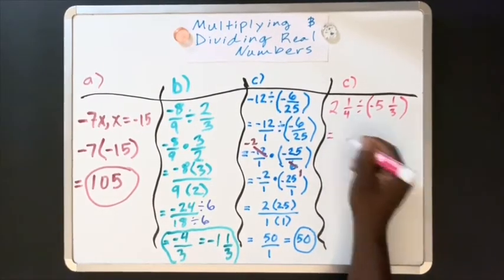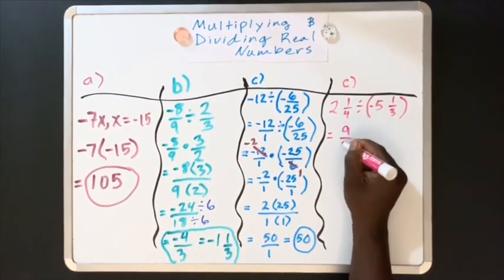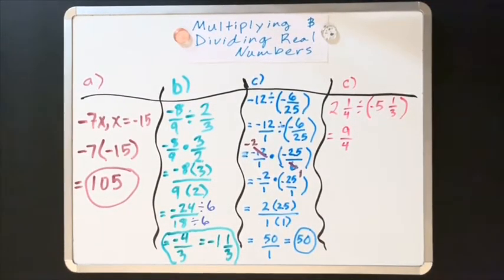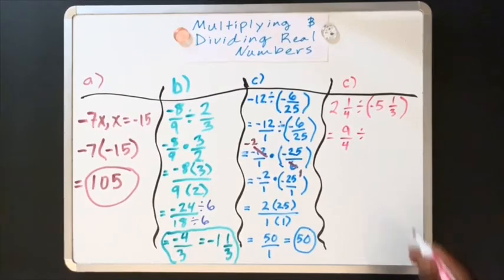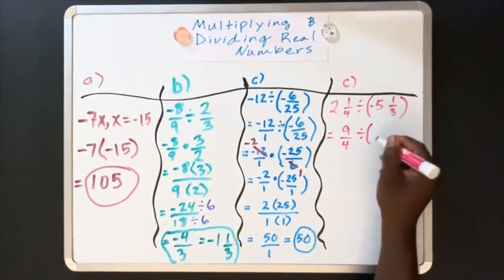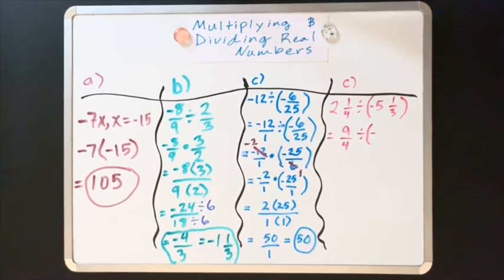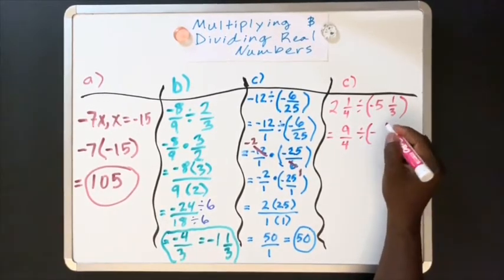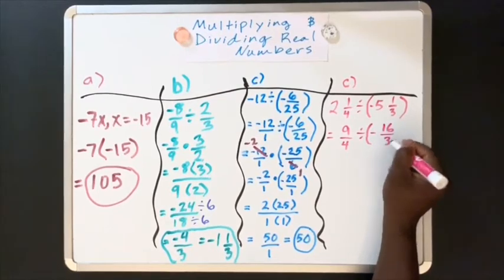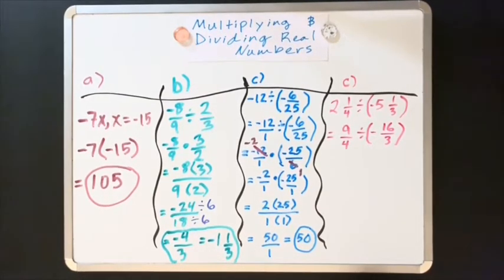So let's do that. 2 times 4 is 8 plus 1 is 9. So that's 9/4. We keep the denominator. Bring down your division symbol. And then we know the answer is going to be negative. We know this fraction is still going to remain negative. So 5 times 3 is 15, plus 1 is 16. So that's 16/3, or -16/3, rather. All right, so the first thing we did was we converted these mixed fractions to improper fractions.